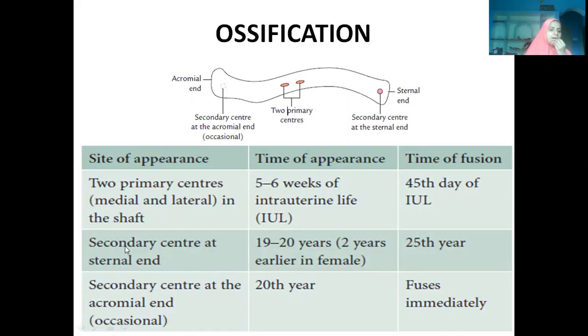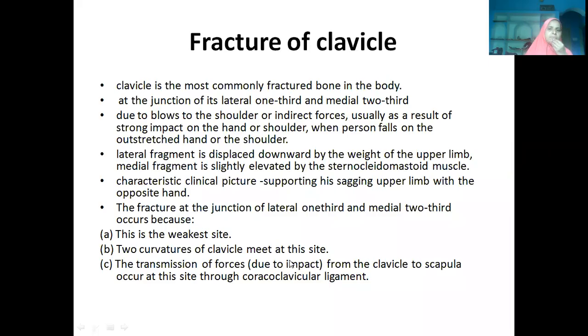Secondary centers are the ossification centers which will appear after birth. Okay. The secondary ossification center is appearing for the sternal end at around 19 to 20 years. They may be 2 years earlier in females, that means 17 to 19 years. And they go and completely fuse with the diaphysis, that is by which year? 25th year. The secondary center for the acromial end is appearing a little late, that is the 20th year, and it is fusing immediately. Okay, so this is ossification.